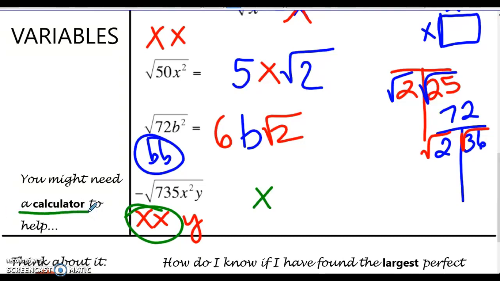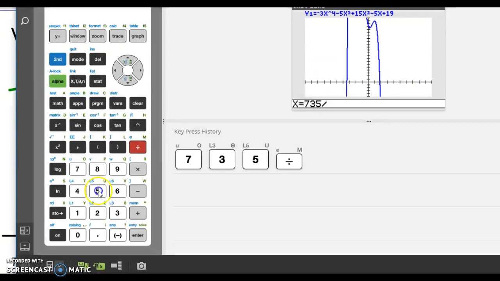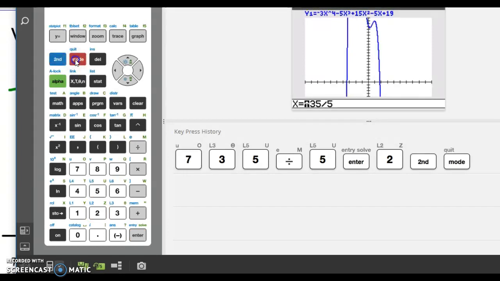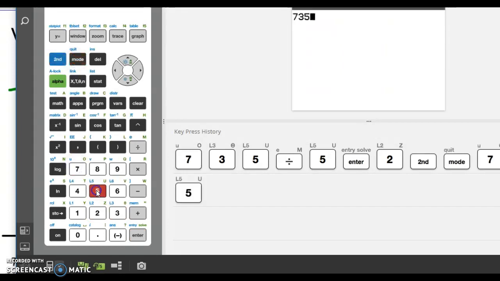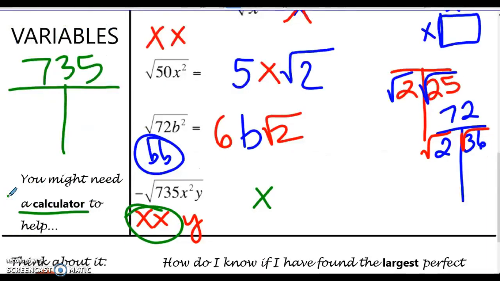All right, so I'm just going to start, let's see, 735. Well, it ends in 5, so I'm going to guess that 5 goes into it. So 735 divided by 5 equals, well, that wasn't helpful at all. Clear, second quit. 735 divided by 5 was 147. Ugh. Okay, so 735, 5 times 147. 147. I think that 7 would go into that.